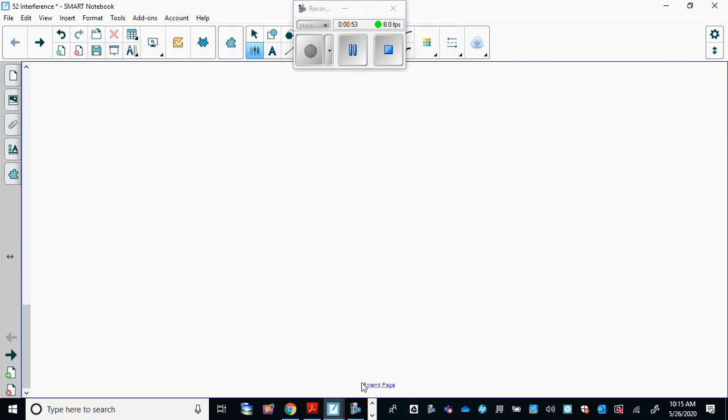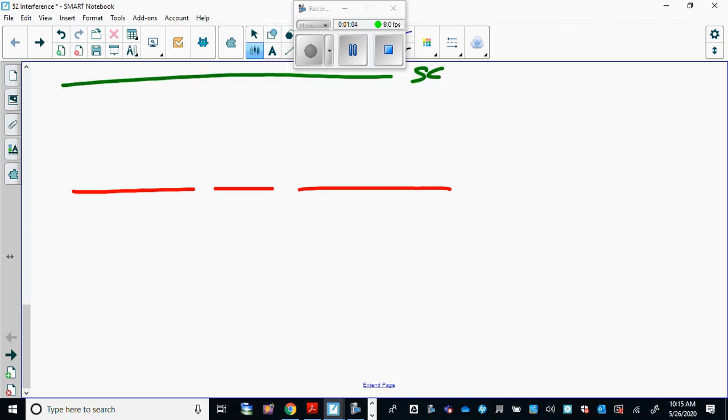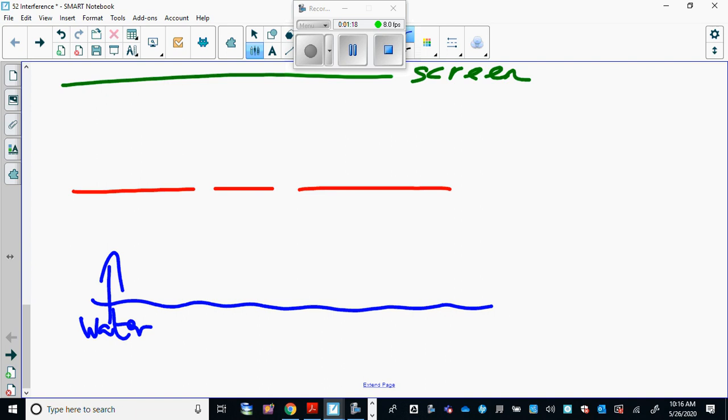Let's say that we have a barrier, and that barrier has two slits in it. And then over here, we have a screen. And what we're going to do is send a water wave this way. It's going to be a big water wave. And it's going to hit this barrier. And then because it's a wave, it's just going to reflect. It's going to come back.